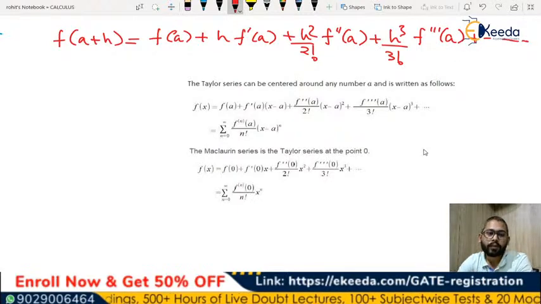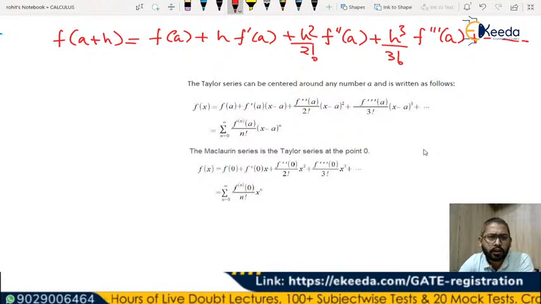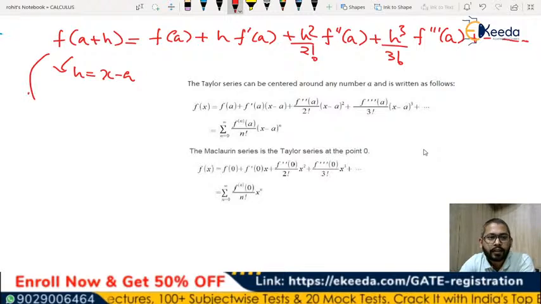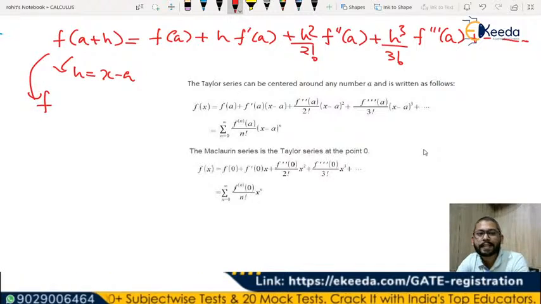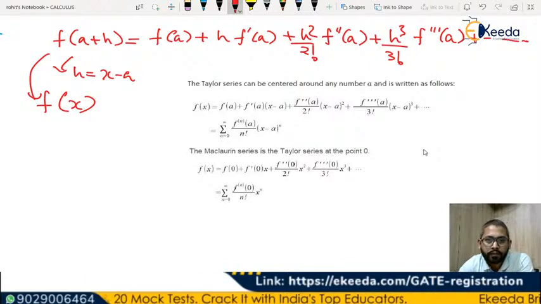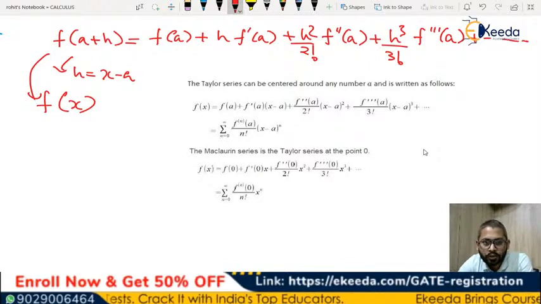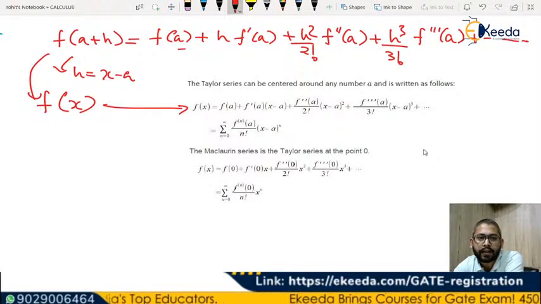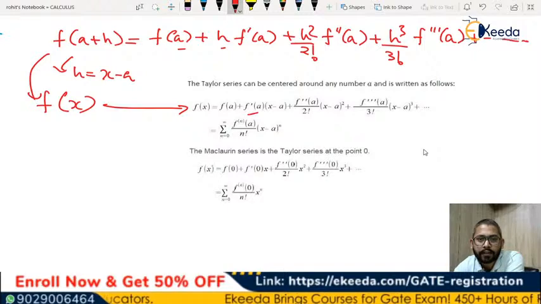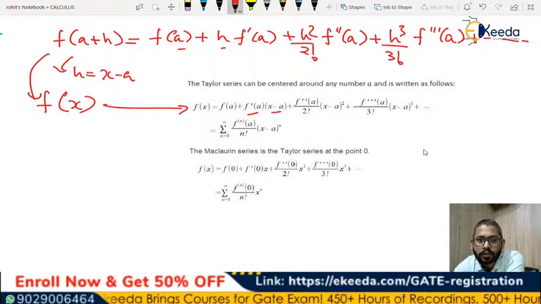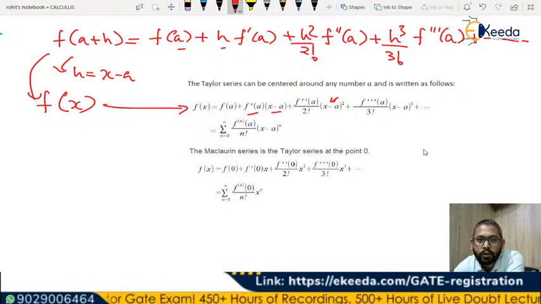Now if you put, in short, I am just telling you in short, if you put h is equal to x minus a, what you'll get? This function becomes f of a plus x minus a, which is finally f of x. And instead of h, now you can write x minus a. So you see this, this is what you'll get. F of x becomes f of a plus h, so instead of h, they are writing x minus a into f dash of a, and x minus a square f double dash by 2 factorial and so on.